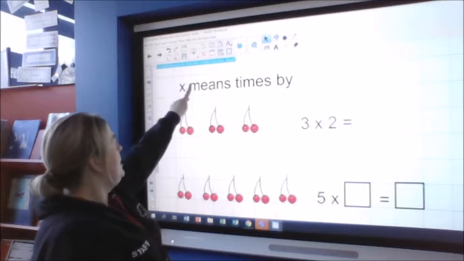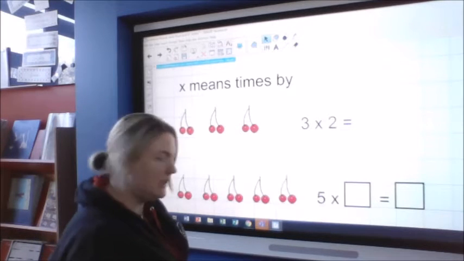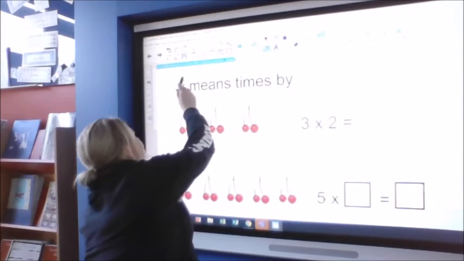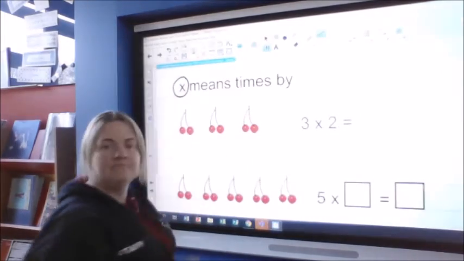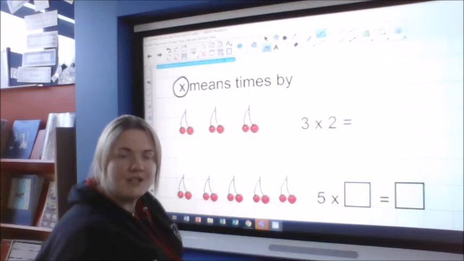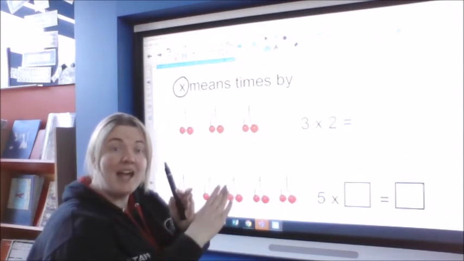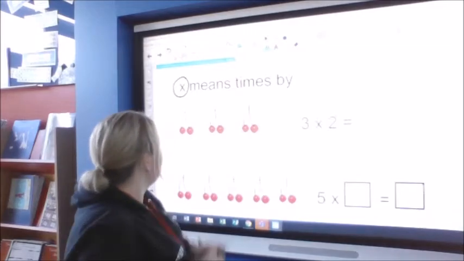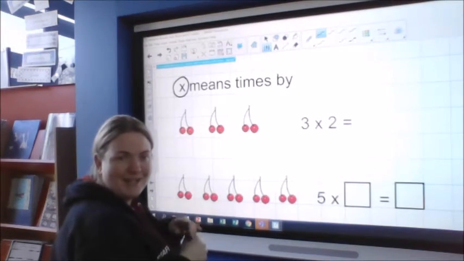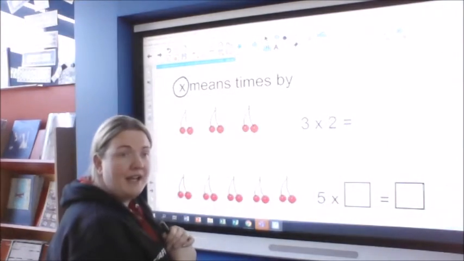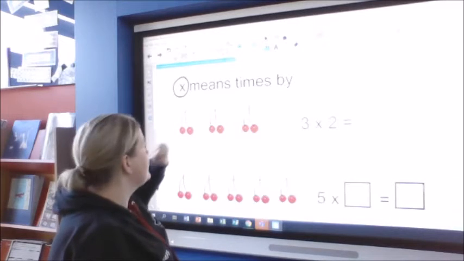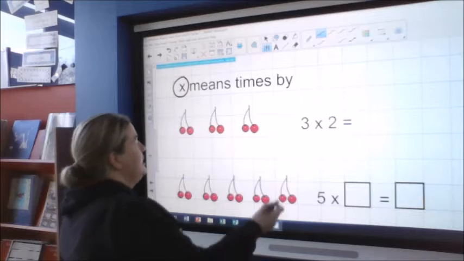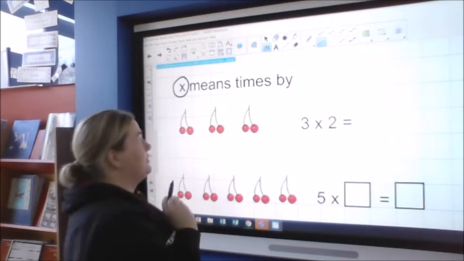Right then, does anybody know what this symbol might mean here? That's right, it means times by, multiply by. We've seen symbols that have the add sign and the subtract sign, but today we're looking at symbols with the times sign, and it means times by. So, just have a look at this.